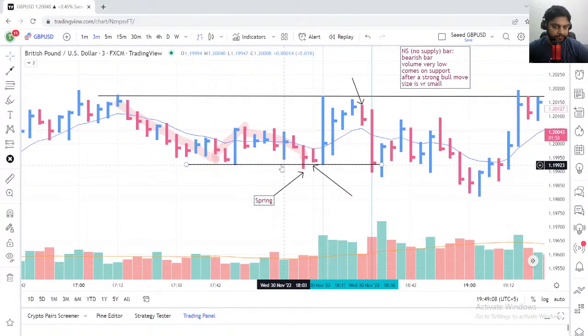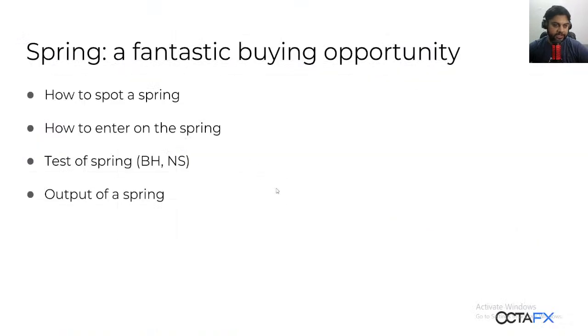One more time, when the market comes down like this, you can be pretty confident that the market is going to take a spring. It will not go further down. So there is nothing to worry about. I hope the things are clear. So let's go ahead now.